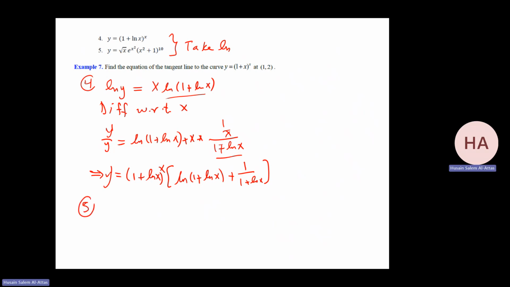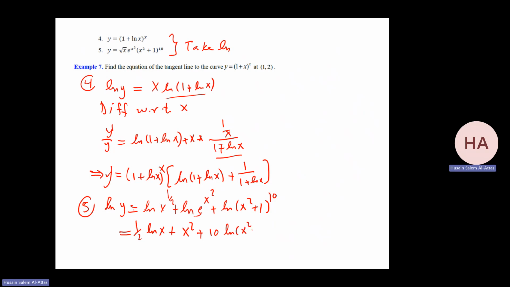Next one: take ln of both sides. I have ln y. This is a product of functions, we don't have something to the power on both sides, so it's the same thing: take ln, logarithmic differentiation. Ln y equals half ln x plus ln e to the power x squared plus 10 ln(x squared plus 1). Ln e is 1, so it is half ln x plus x squared plus 10 ln(x squared plus 1).